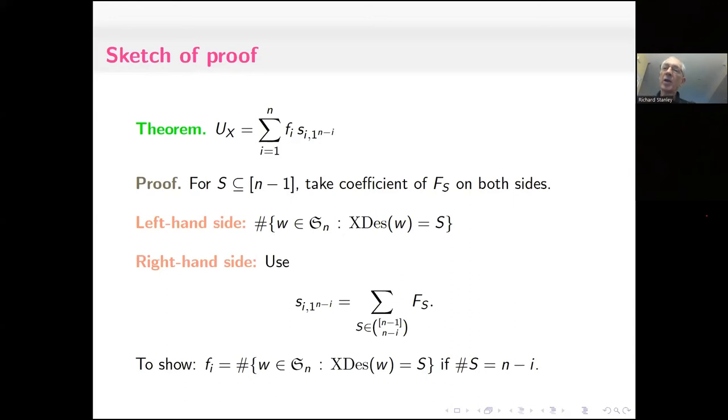Now for the right hand side, what makes this work out so nicely is that when you expand the hook Schur functions in terms of quasi-symmetrics, their supports are disjoint. Any set S appears in exactly one of them. Namely, S_{1^{n-i}} is the sum of those F_S where S has n minus i elements.